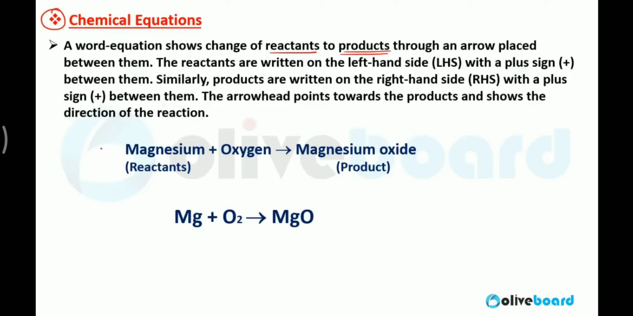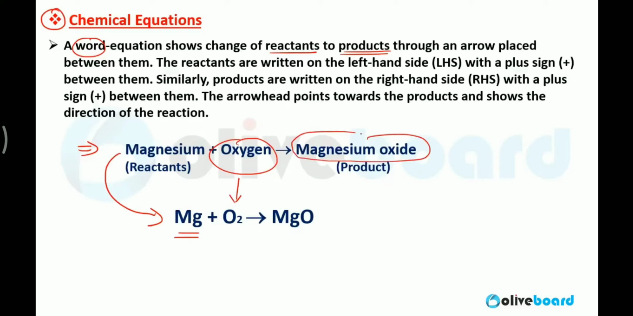What is it saying? A word equation shows, this is a word equation. What is the meaning of word equation? Magnesium is a word, and what is the symbol of magnesium? Mg. Oxygen is a word. What is the symbol of oxygen? O2. Magnesium oxide, this is a word, and what is the symbol of magnesium oxide? MgO. Clear?